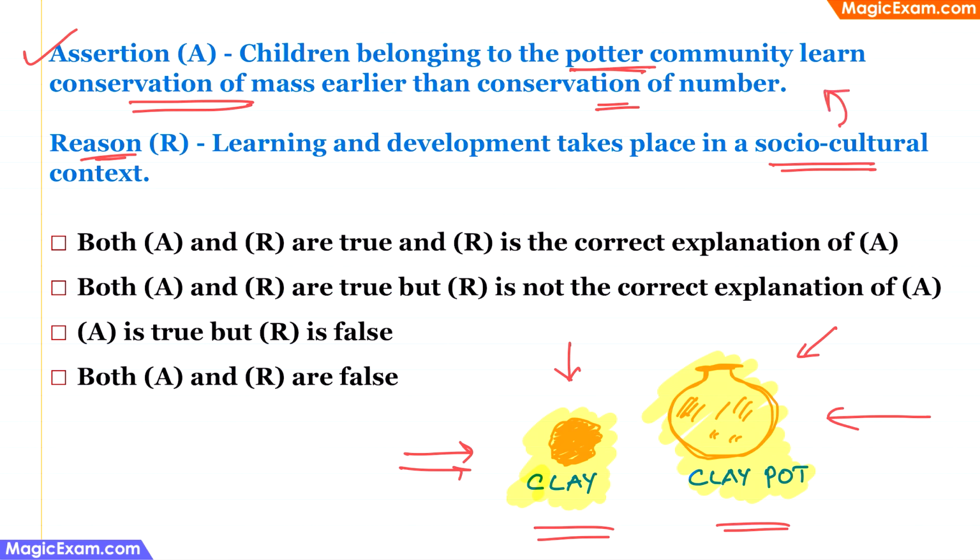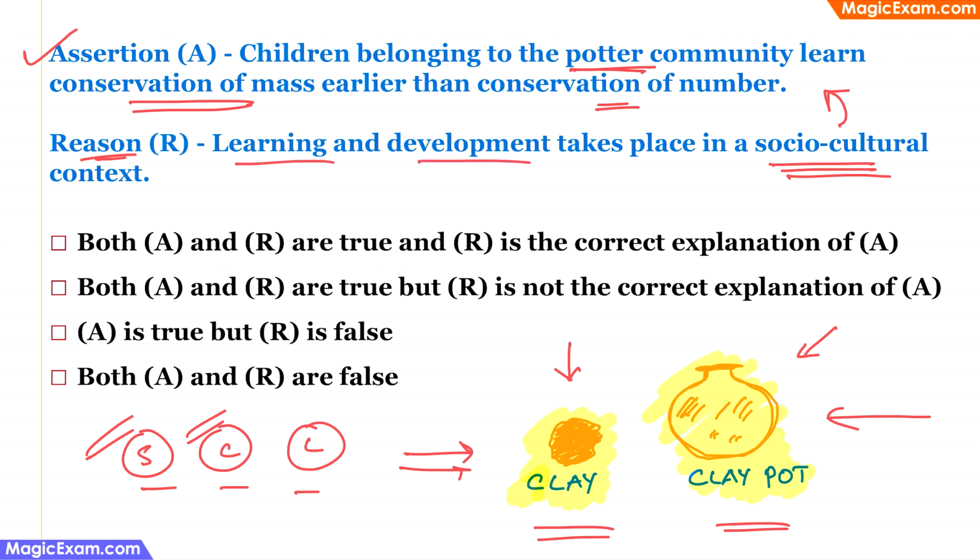Also, from Vygotsky's theory's perspective, Vygotsky says that socio-cultural interaction is extremely important because social interactions and cultural interactions which happen through language are very, very important in the learning and development of children. Therefore, if you look at this from Vygotsky's principles and theories angle, then socio-cultural interactions are very, very important in learning and development. Therefore, both assertion A and reason R are correct, and the reason R is supporting the assertion A. So option 1 is the correct answer.